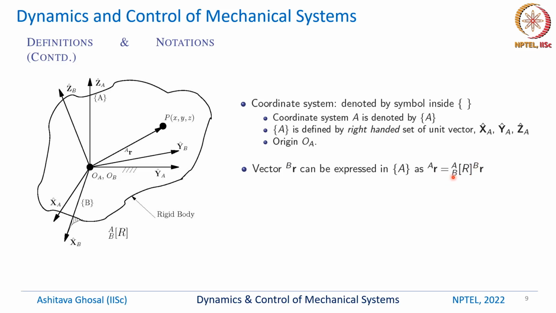So for example, you can think of this B and B cancelling out. So we are left with A and this vector R, which is the same as here AR. The rotation matrix ABR gives, we will see very soon, the orientation of this rigid body B with respect to another coordinate system or with respect to a reference coordinate system A.